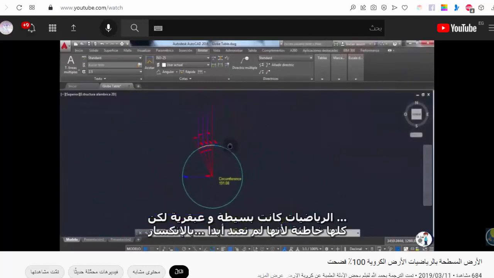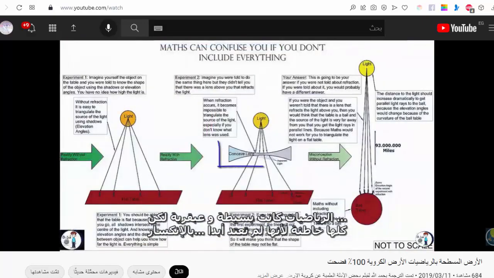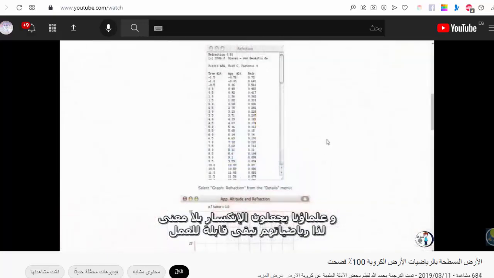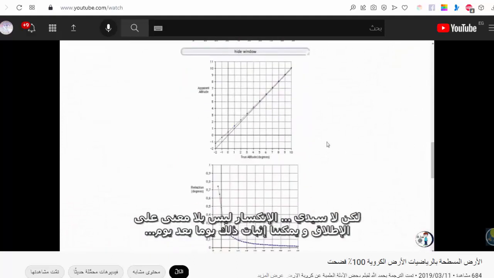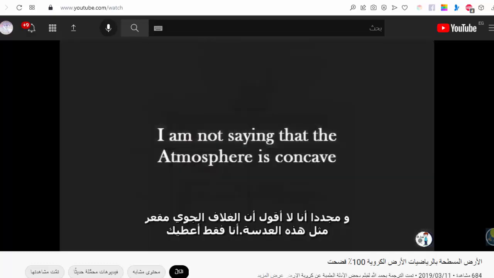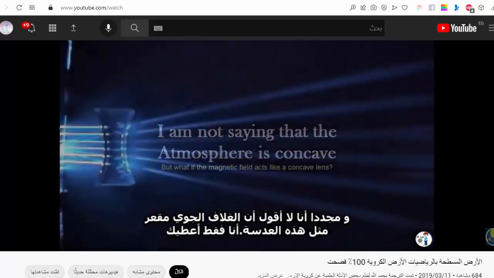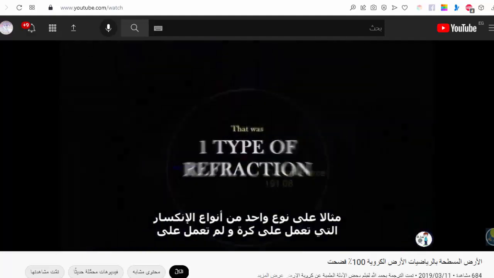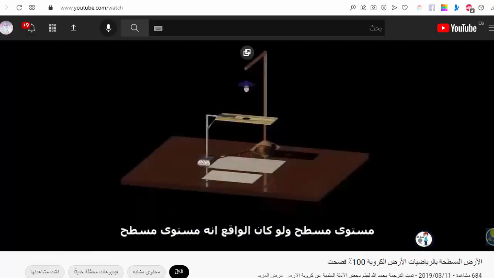Eratosthenes' math was simple and genius, but it's all wrong because he never accounted for refraction, and now our scientists are making refraction meaningless so that math can still work. But no, sir, refraction is not meaningless at all, and we can prove that day after day. And again, I'm not saying that the atmosphere is concave like this lens. I'm just giving you one type of refraction that worked on the globe and didn't work on the flat plane, even if reality is a flat plane.